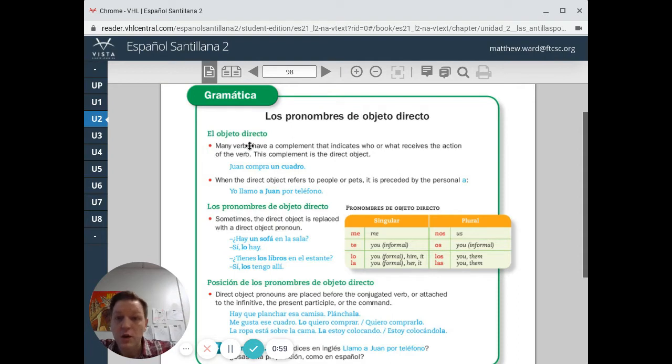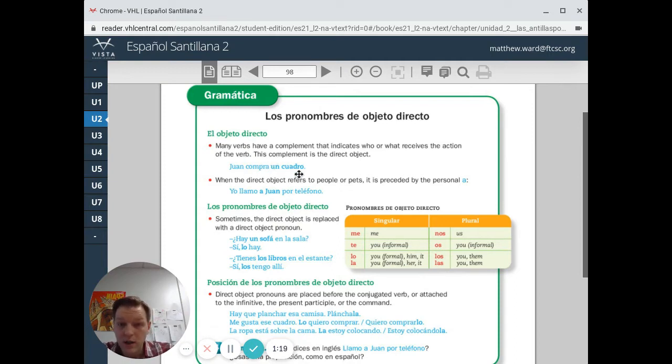Many verbs have a complement, an object of the verb, is what I would call it, that indicates who or what receives the action of the verb. This is called a direct object. So Juan compra un cuadro. Juan buys a painting. Who or what does Juan buy? He buys a painting. So it's going to be the it word.